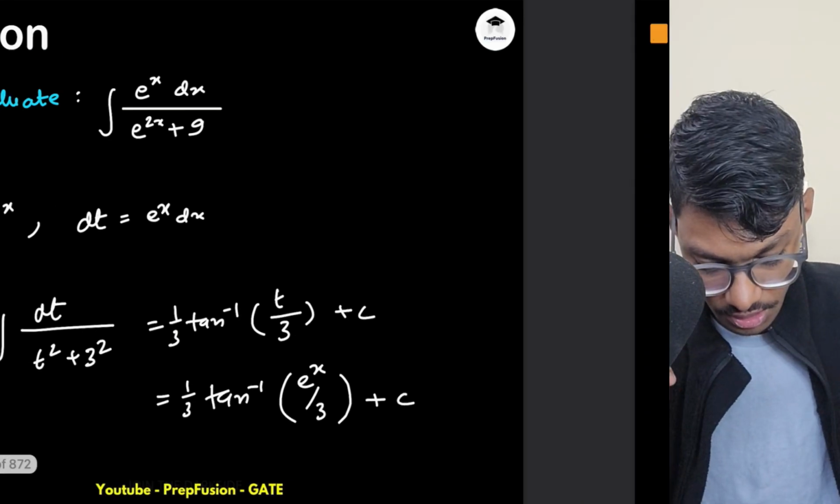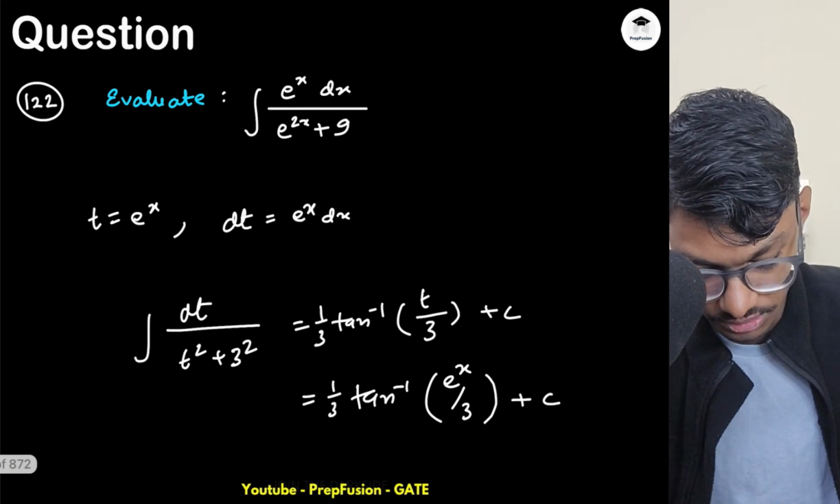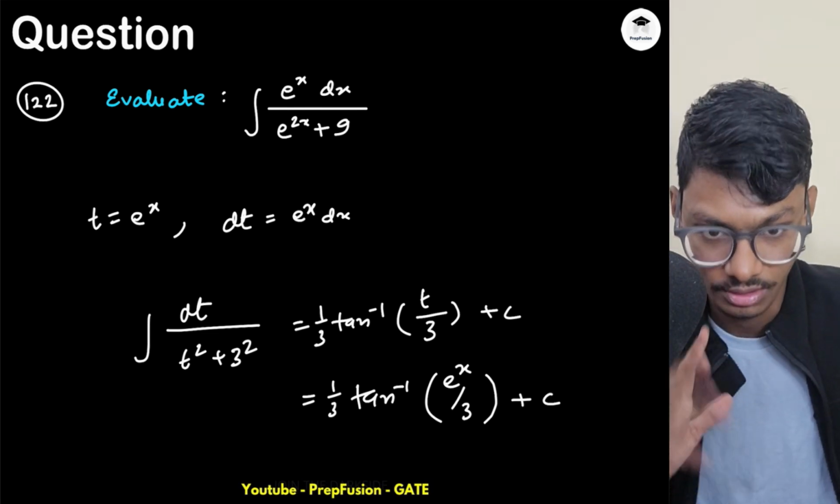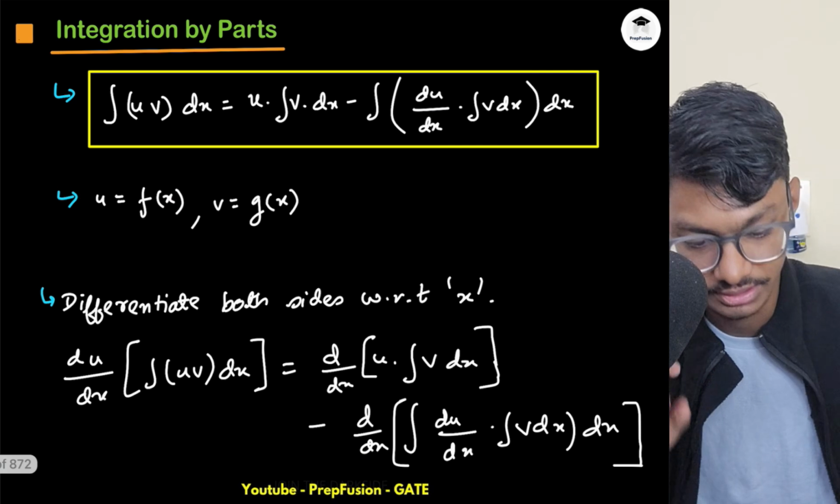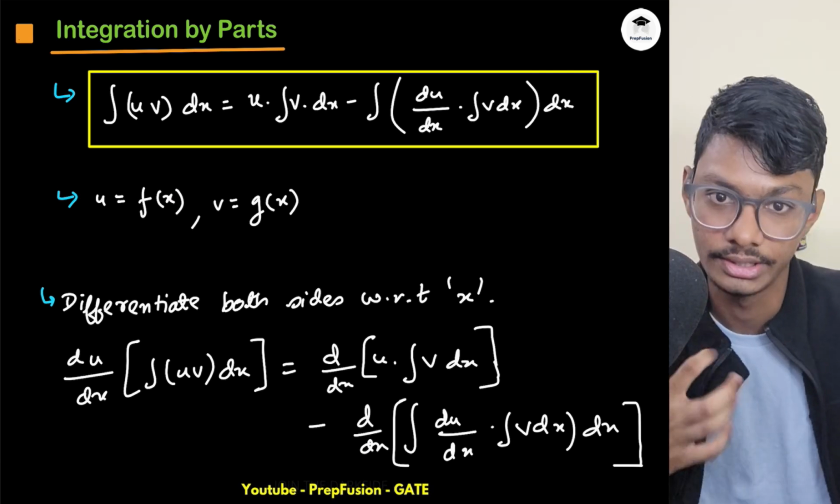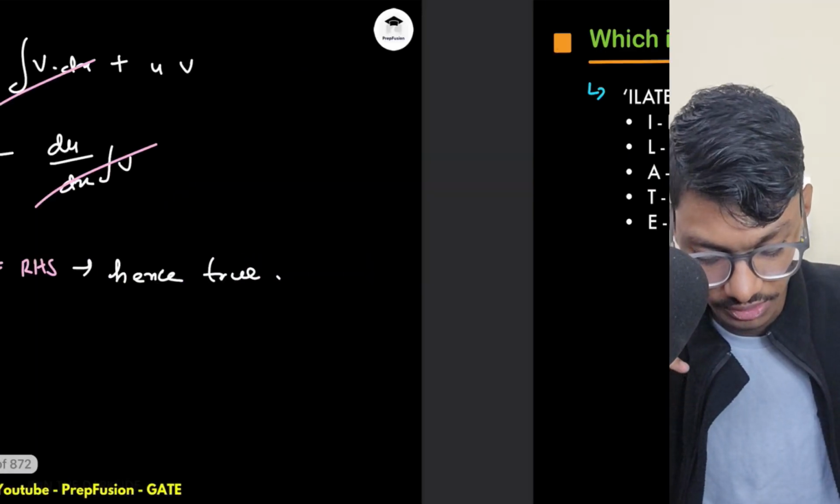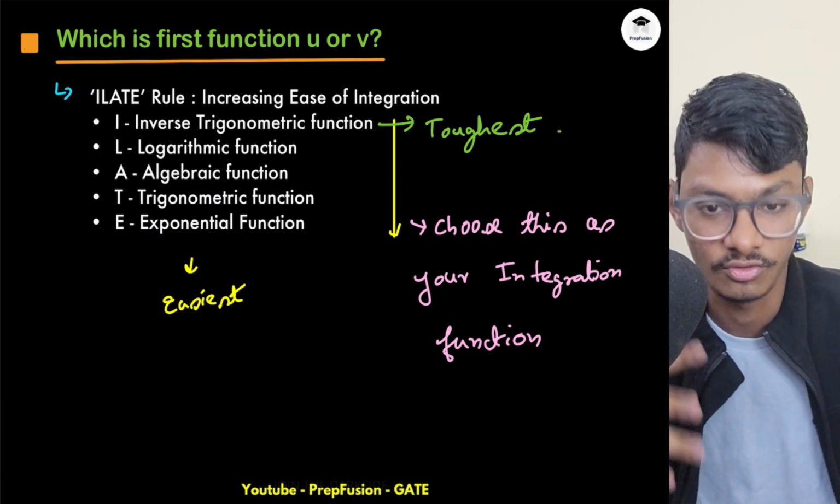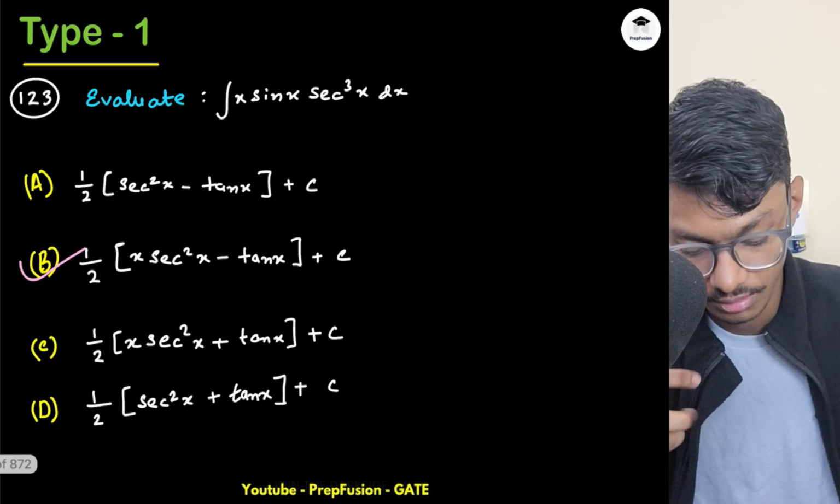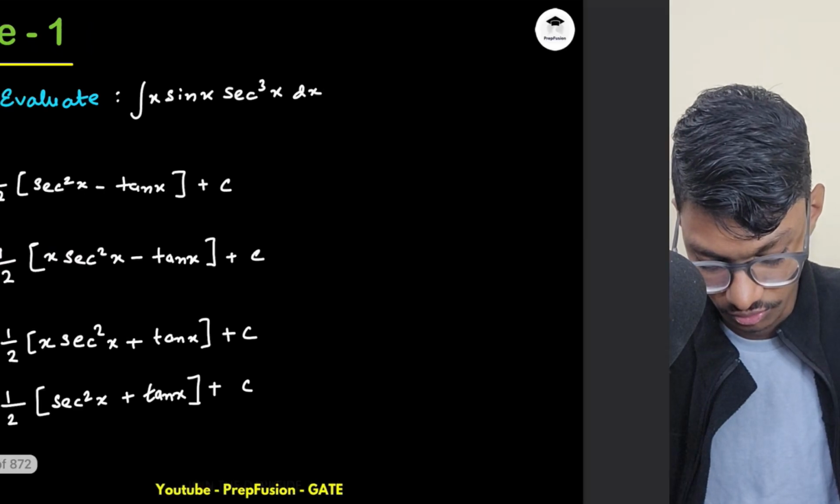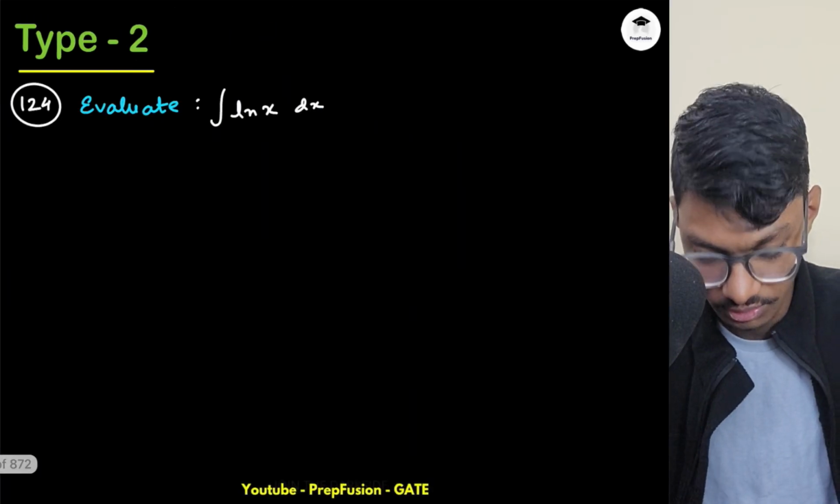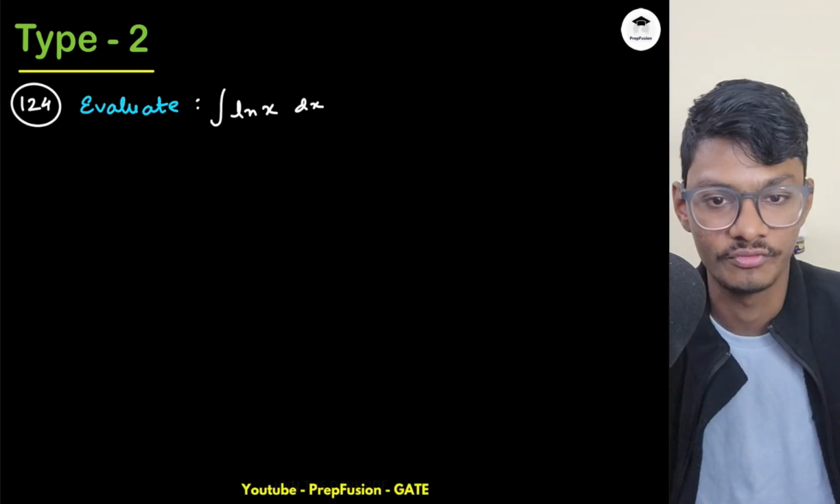I solved this question using simple substitution and the tan inverse formula. That is a very important formula. Then we started integration by parts. So I gave you the formula for integration by parts, how it comes. Then I solved a question, and then I gave you this homework. This is type 2 of integration by parts.